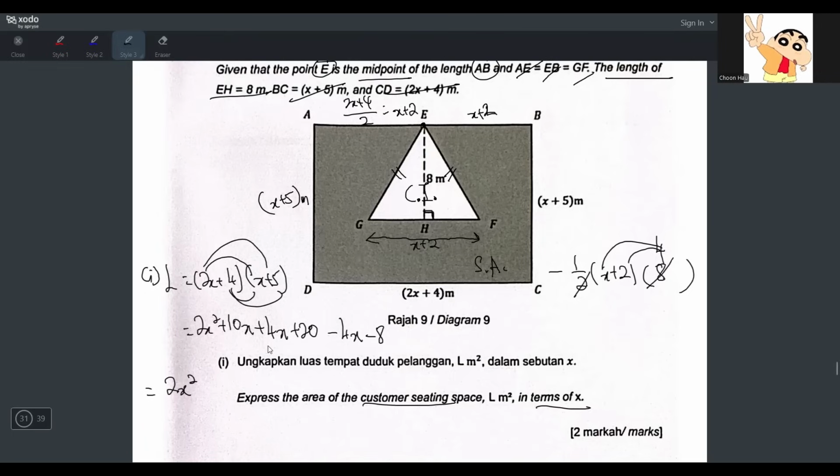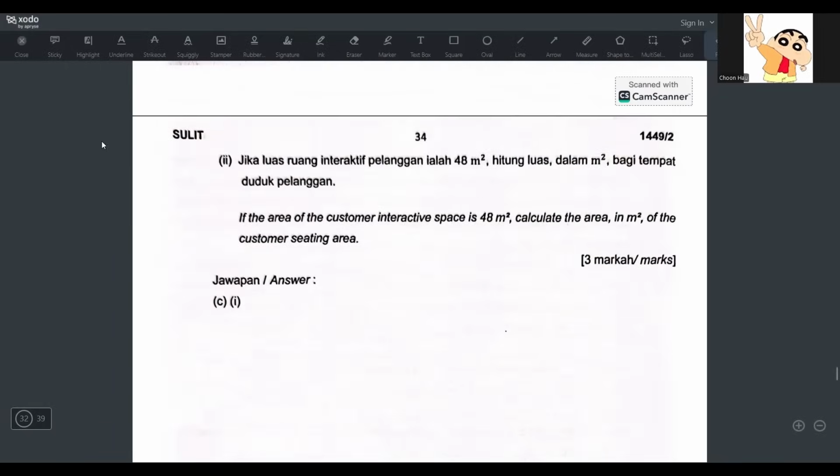2x squared. Okay, the next thing you write is x. So, okay, 4x minus 4x is 0 already. So just left with plus 10x. And then 20 minus 8 will be positive 12. And since this one is in meter, so I'll just put bracket and write meter square. Yeah. So that's the area lah, in terms of x. Okay, that's all. All right, question 2.